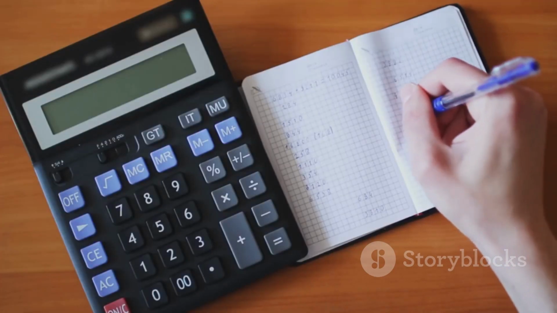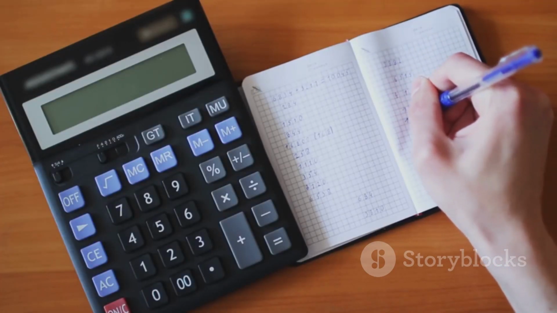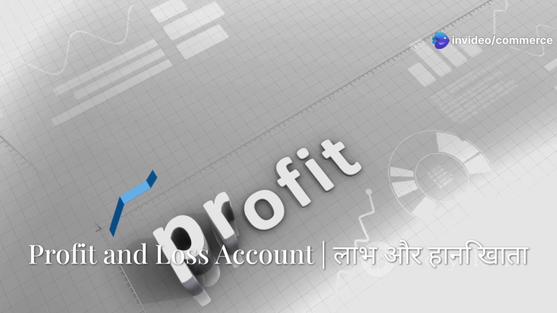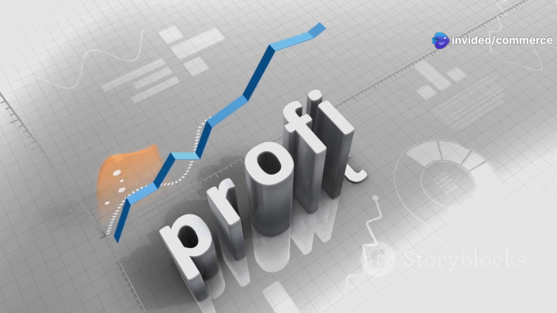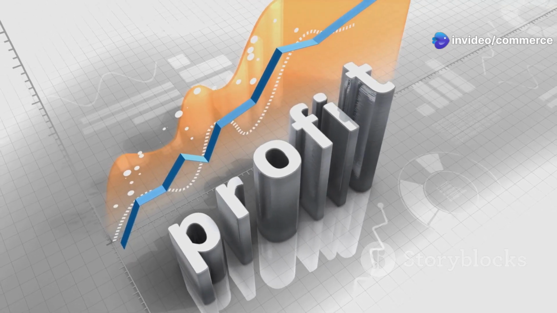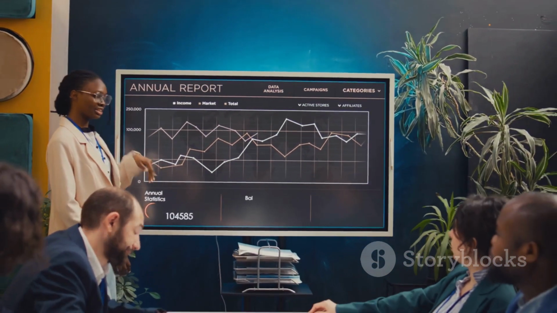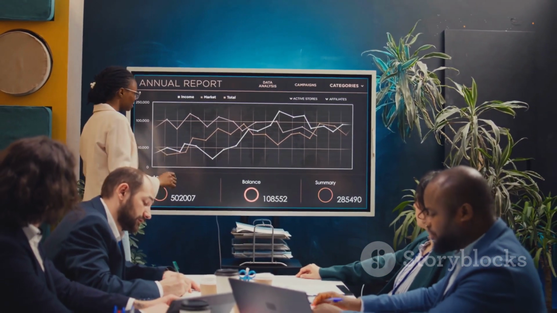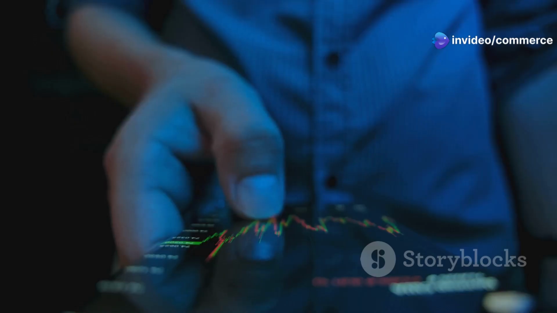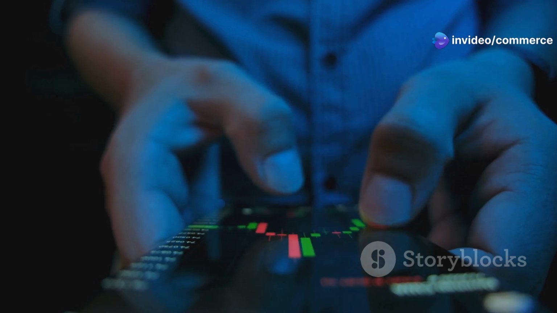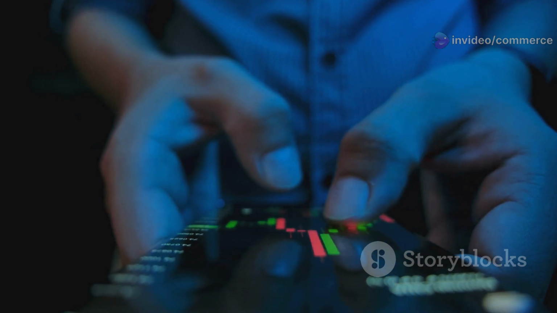Next, we use the trial balance data to prepare the final accounts. These show the business results. First comes the profit and loss account. This account shows how much profit or loss a business made during a certain period. Imagine a shop owner asking, how much money came in and how much went out? All incomes are added together, expenses are subtracted, and what remains is the profit or loss. This helps owners understand, is my business doing well or do I need to make changes?